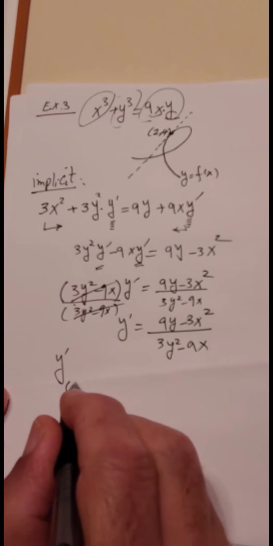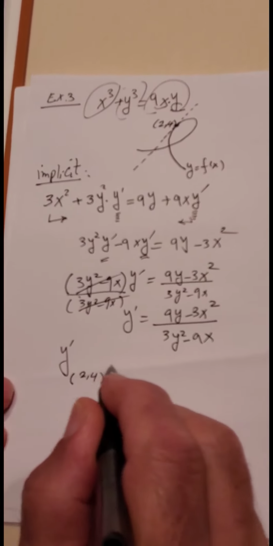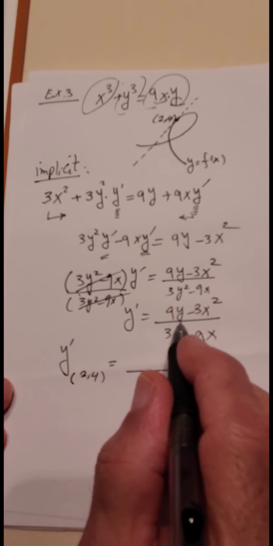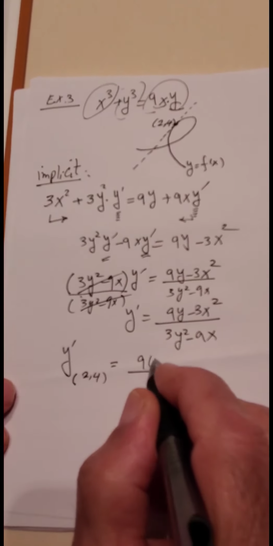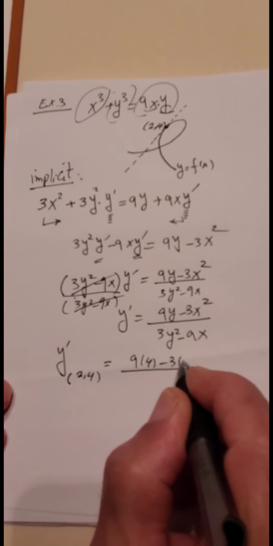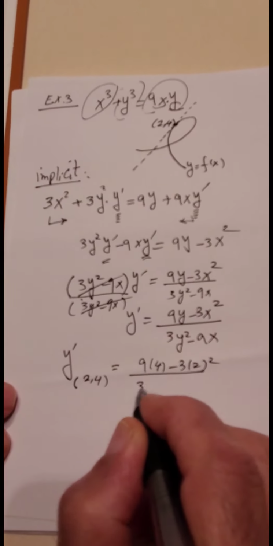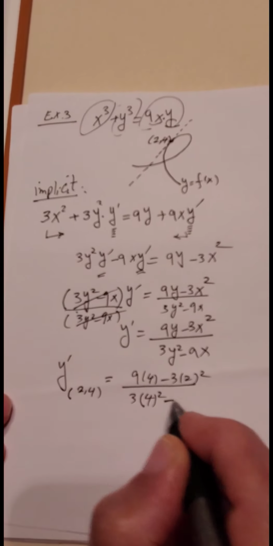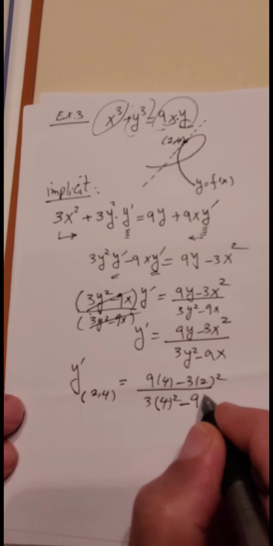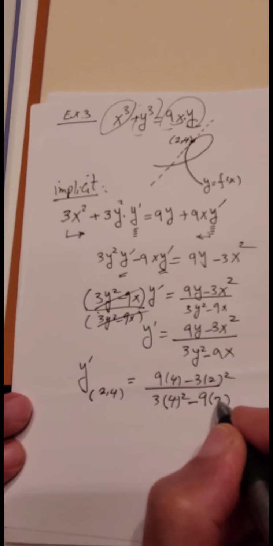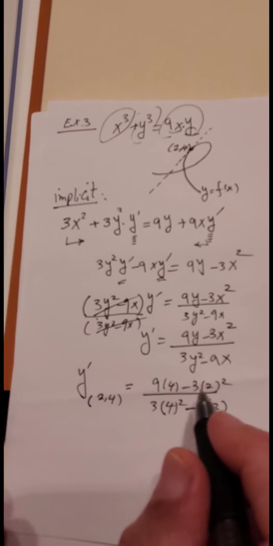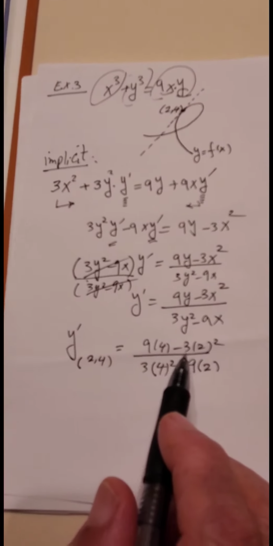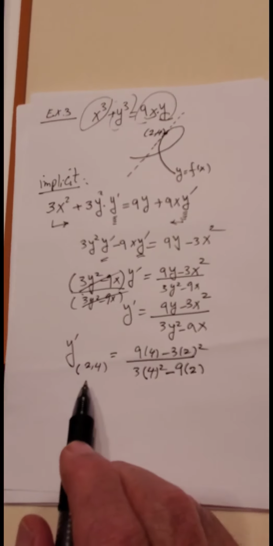At point (2, 4), which means x is 2, y is 4. Then anywhere you see x, put 2, anywhere you see y, put 4. So it would be 9 times 4 minus 3 times 2 squared, and 3 times y squared would be 4 squared. And you have minus 9x. Minus 9x would be 9 times x, which is 2.